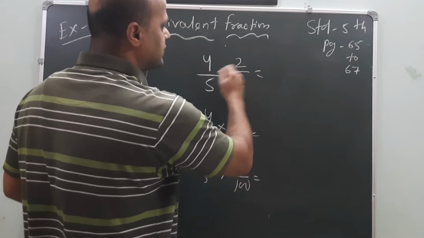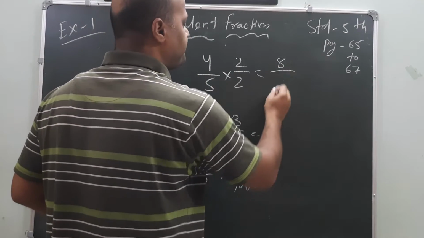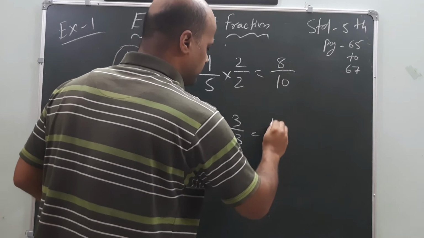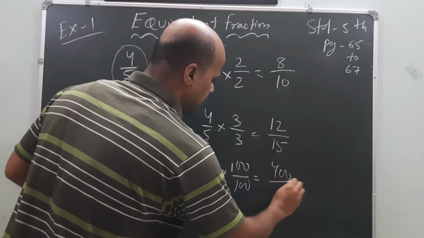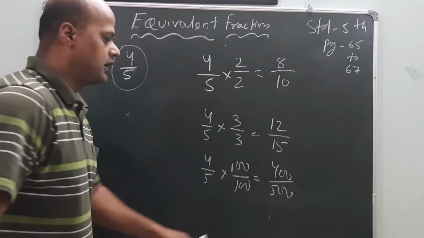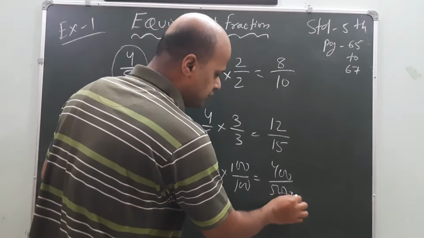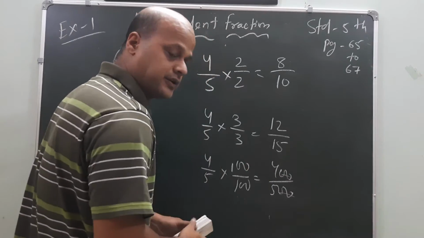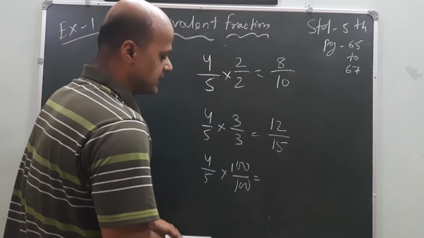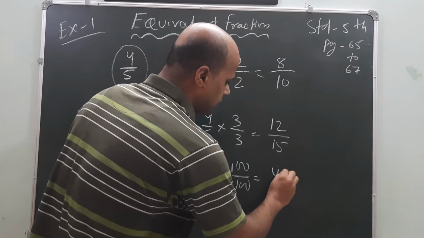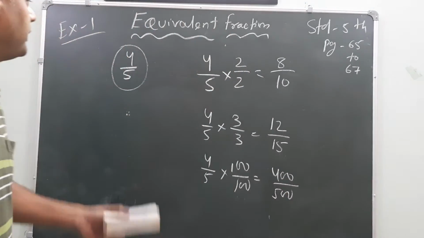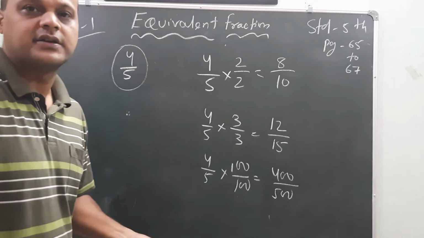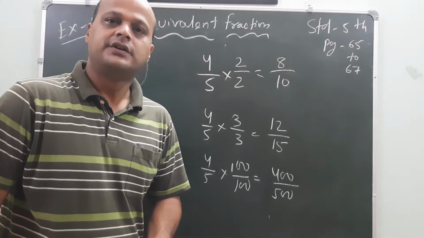So the three fractions will be 8 by 10, here 12 by 15, and here 400 by 500. How 400 by 500? Two zeros cancel, 4 by 5 will come. So these are the three equivalent fractions of a particular fraction. Understood, my dear friends?